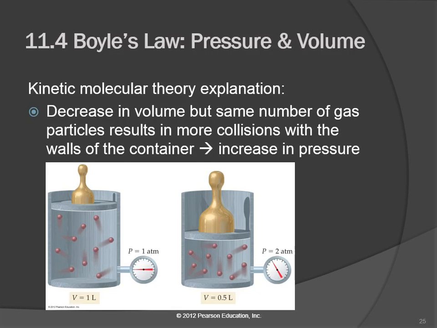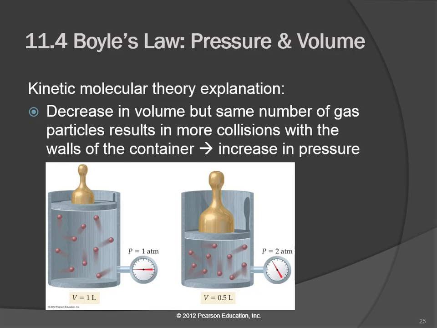We can explain Boyle's law using kinetic molecular theory. So here we have a container with a movable top, and it's got a weight sitting on it. And here we've got a more modern pressure gauge. So here we have a volume of 1 liter, and this is a pressure of 1 atmosphere. If we put a heavier weight on this and squeeze the top down, what we observe is that the pressure goes up. If we cut the volume in half, the pressure doubles.